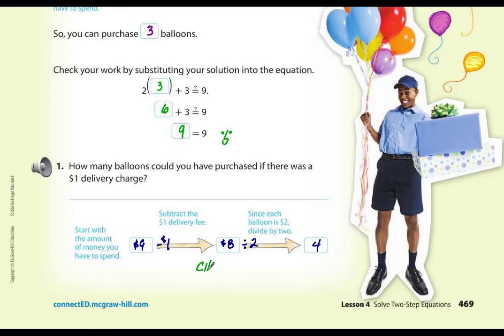Let me see if that's true by checking my work. If I have $2 each for 4 balloons and add my $1 delivery charge, will that be the $9? Well, 4 balloons at $2 each would be $8, plus $1 for the delivery charge. Yes, indeed. I'm still spending my $9. I'm still happy with my answer. Okay, let's take a look at the next page.